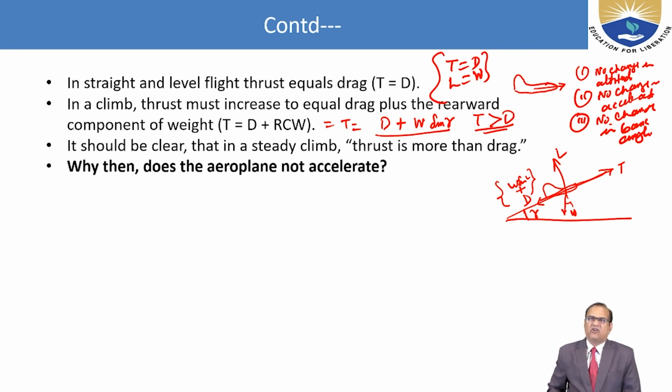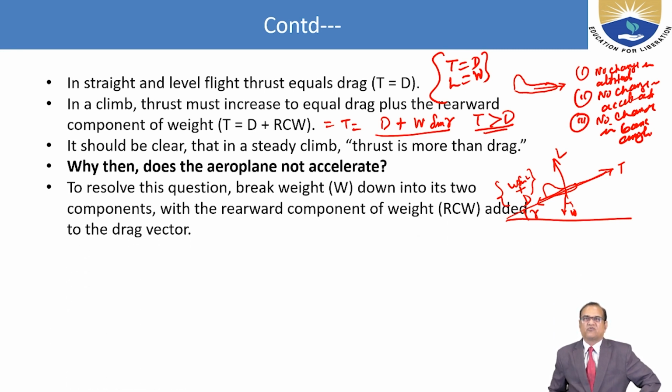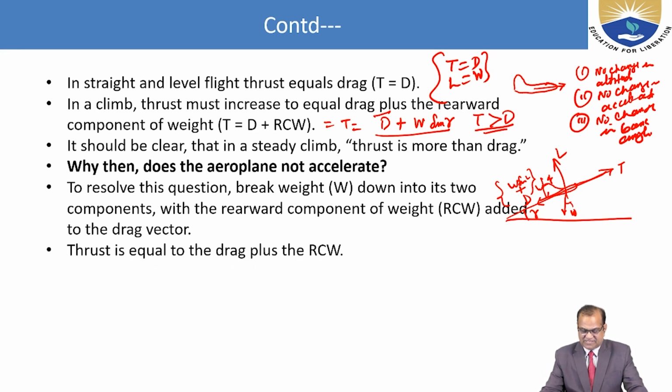Why then does the aeroplane not accelerate? If the thrust is higher than the drag, why is this aircraft not accelerating? To resolve this question, break weight down into its two components, with the rearward component of the weight, W sin gamma, added to the drag vector D. So thrust is equal to the drag plus the RCW.